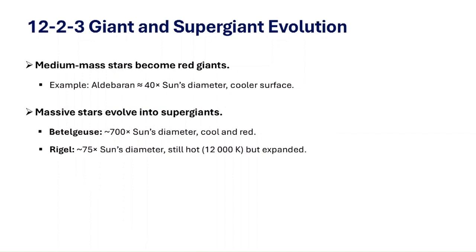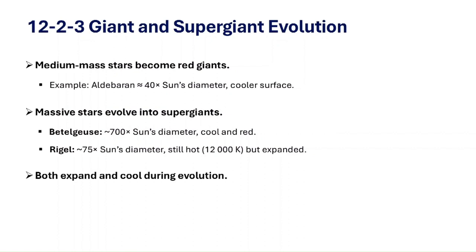And Rigel is different. Its surface temperature is around 12,000 Kelvin, so it appears blue, but it has also expanded. Its diameter is 75 times the Sun's. So even though Rigel looks blue and hot, it's actually cooler than it was on the main sequence. So the expansion dominates its evolution, not just its color.